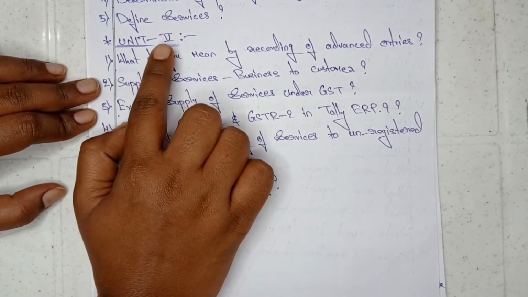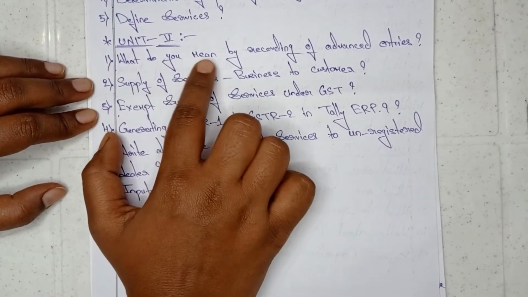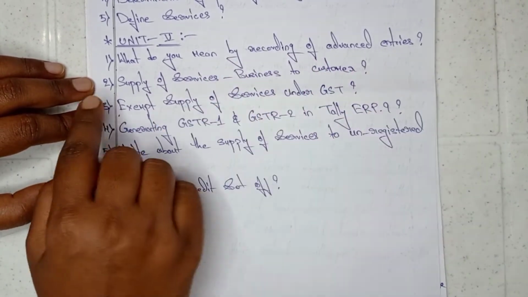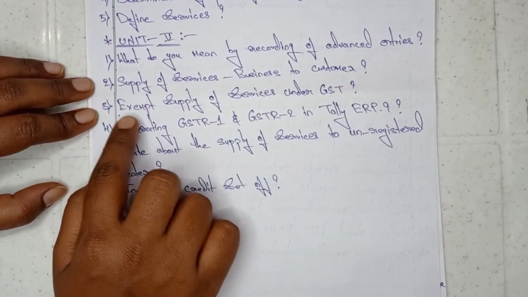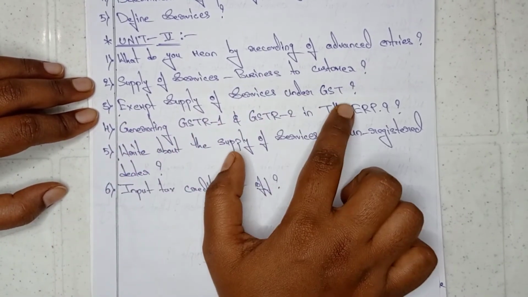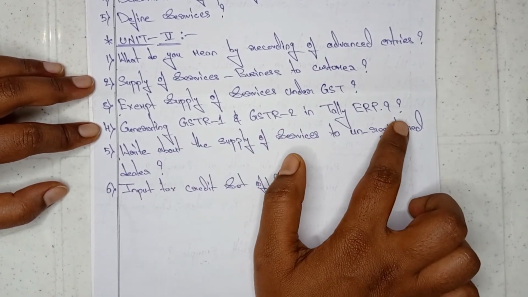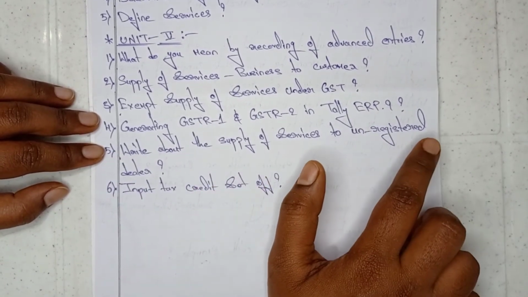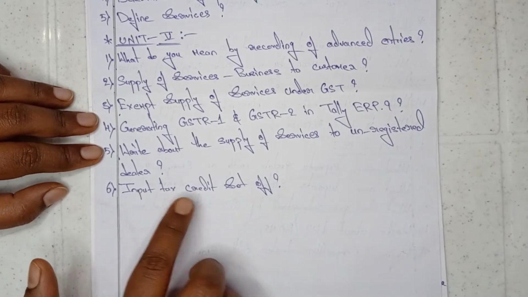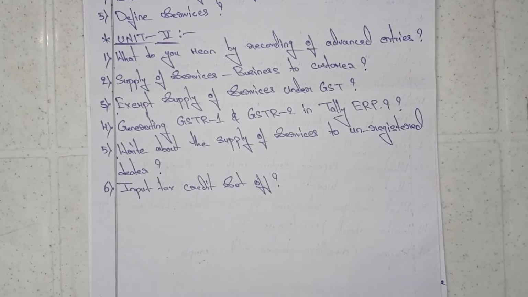Now coming to Unit 5 important short questions. First question is what do you mean by recording of advanced entries? Second question is supply of services business to customer. Third question is exempt supply of services under GST. Fourth question is generating GSTR 1 and GSTR 2 in Tally ERP 9. Fifth question is write about the supply of services to unregistered dealer. Sixth question is input tax credit set off. These are some of the short questions which are very important from theory and practice of GST.